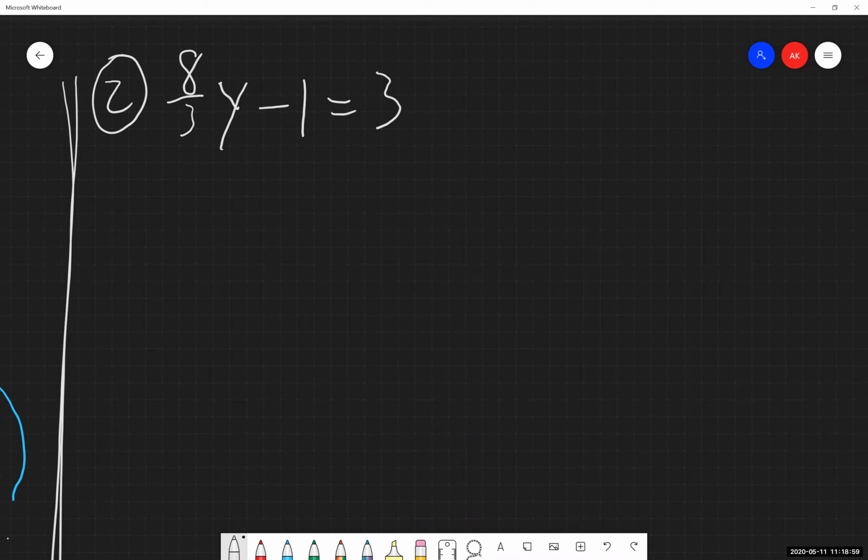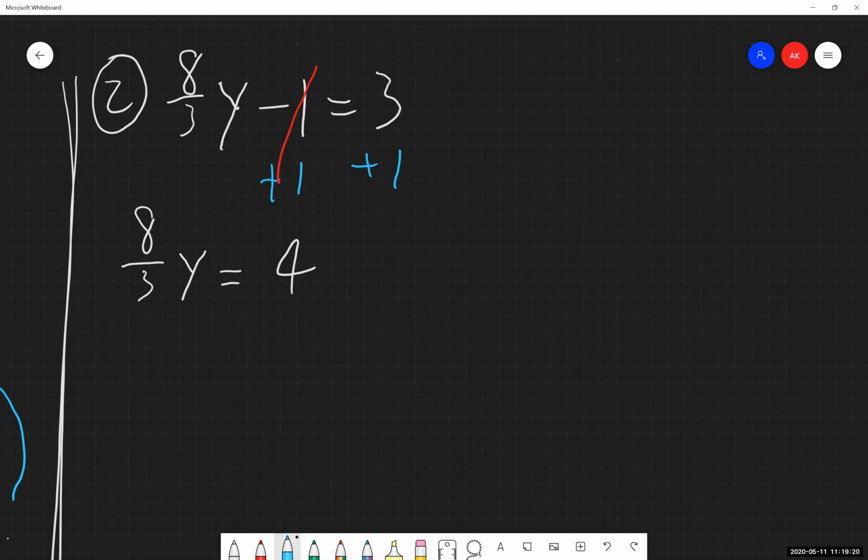So I have my variable terms all to one side. I want to get rid of that minus 1. I want to get the variable terms all by themselves. So I'm adding 1 to both sides of the equation. The 1's cancel on the left. I get 8/3 y is equal to 4.